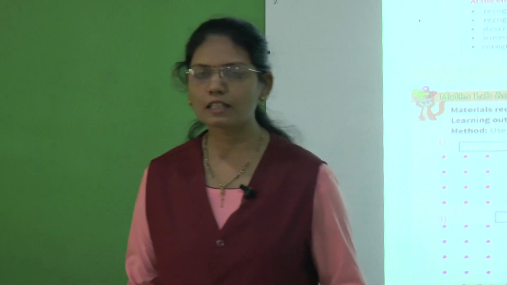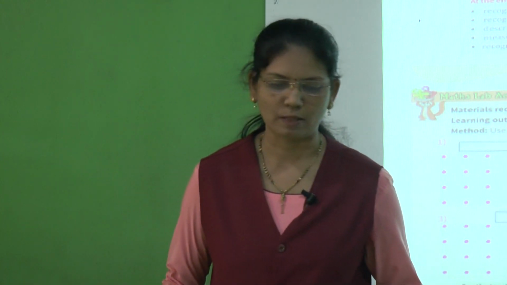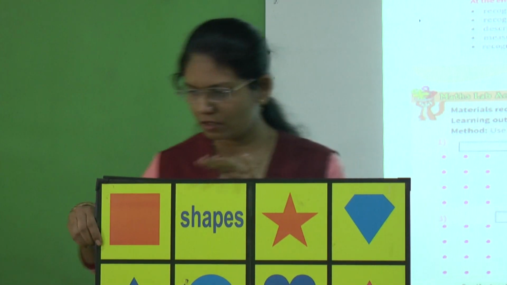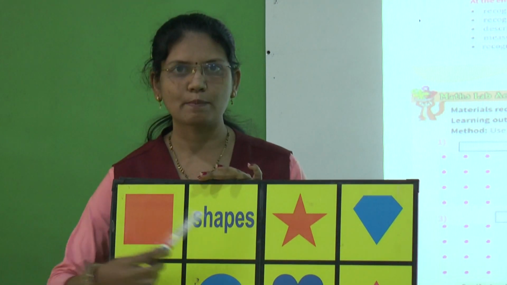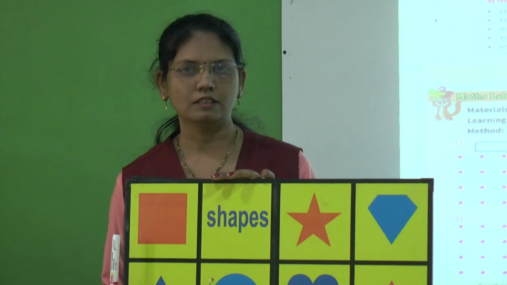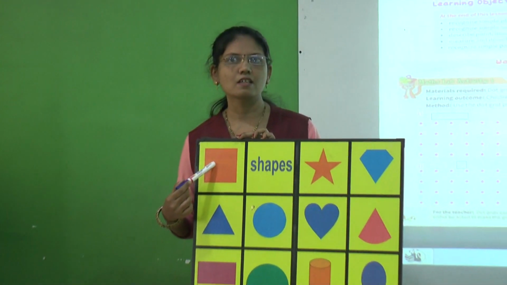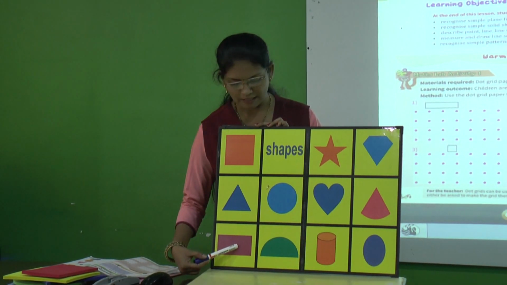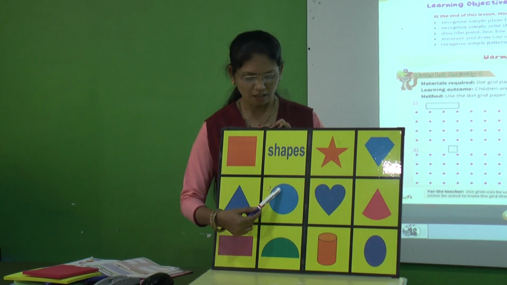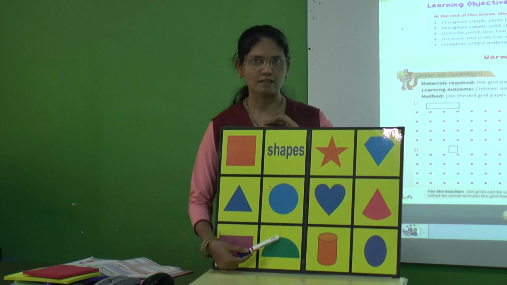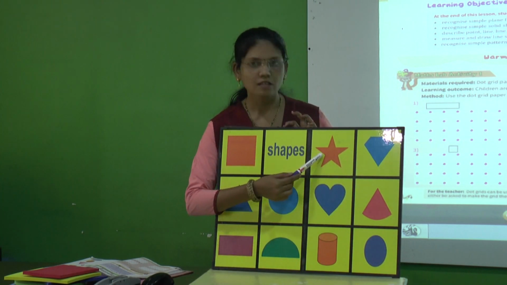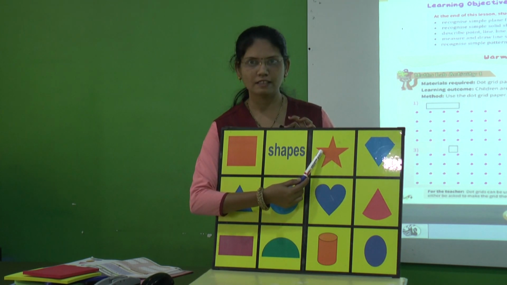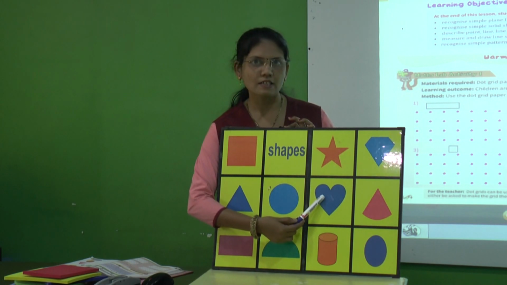Now students, here I will show you some plane shapes. See this chart. Here some shapes are there. Can you see this? Yes. See here, this is a square, this is a triangle, a rectangle, a circle, this is a semicircle, isn't it? Then this is a star. Yes, this shape we can see in the sky. Yes, this is a heart shape.